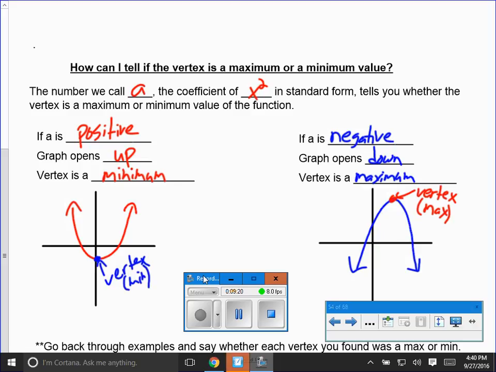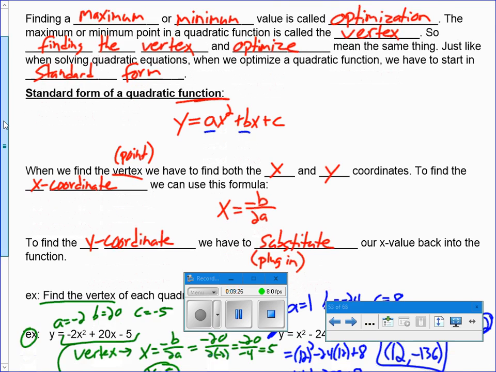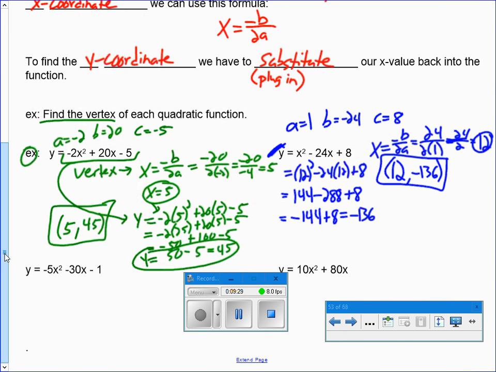For practice, we're going to go back to those 2 examples on the last page. We found the vertex, and we're just going to say whether that vertex is a maximum or a minimum. If you look at the first one we did in green, that leading coefficient a was negative, which means the graph opens down. Since the graph opens down, this vertex is a maximum. On the other hand, in our second one in blue, leading coefficient a is positive 1. If it's positive, the graph opens up, and the vertex is a minimum.